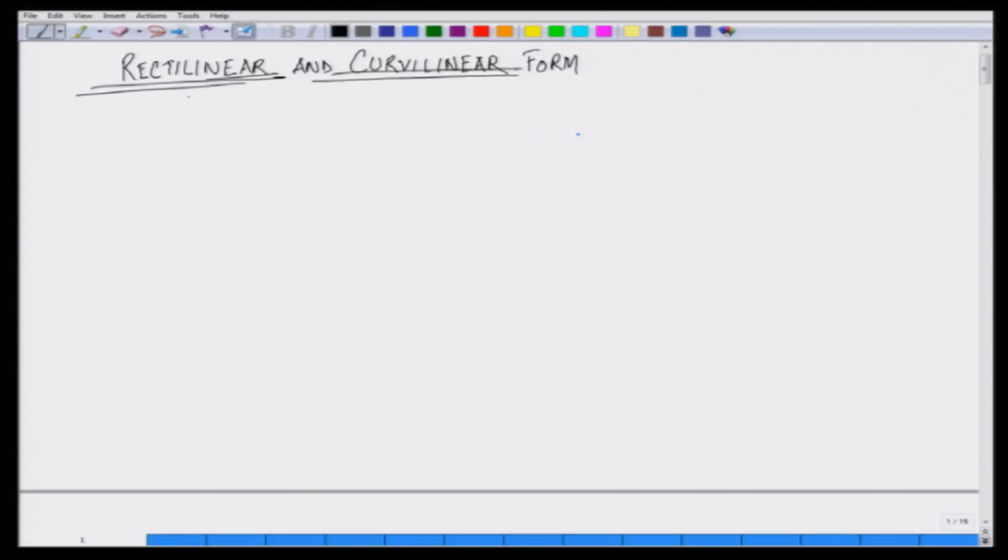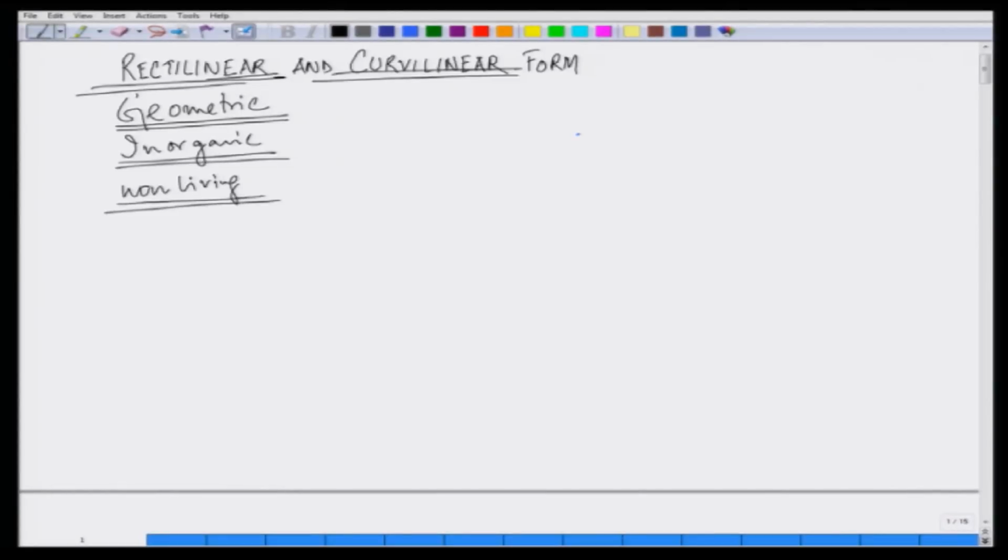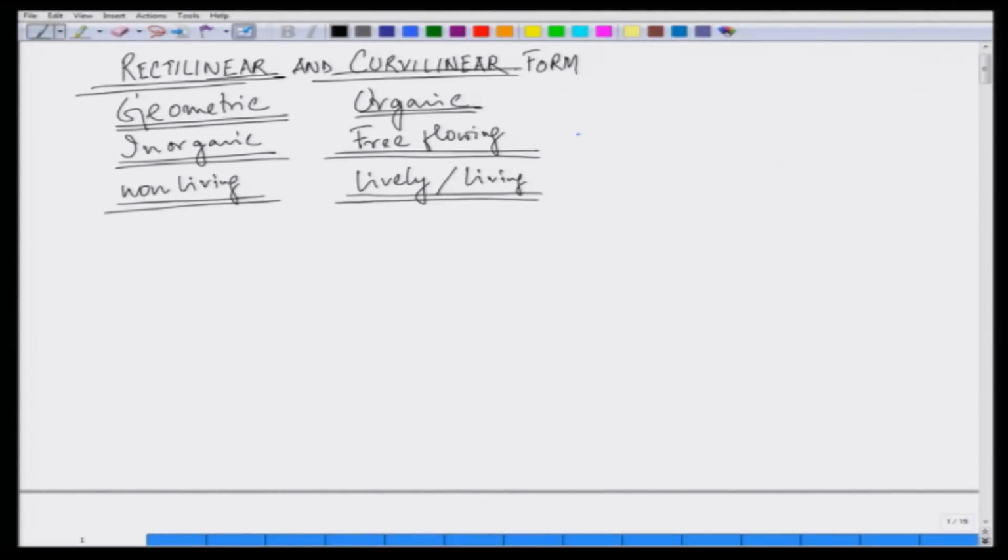As I mentioned earlier, rectilinear forms are geometric, inorganic, non-living in their basic characteristics. At the same time, curvilinear patterns are organic, free-flowing, and lively or living in nature.